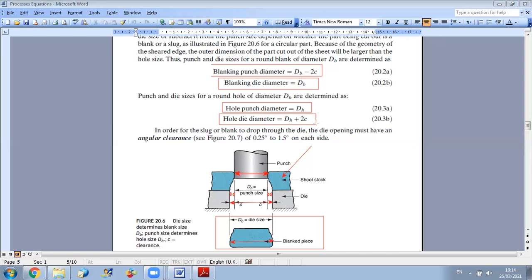Now, in general, when we have a blanking or punching operation, we don't have straight sides. We provide a certain angular clearance, which means the die opening will not have straight lines. It will have a certain inclined line if you want a smoother operation. So it will not be straight like this; it will be a little bit inclined, to allow a smooth operation here. So this is about the punching and blanking operation.